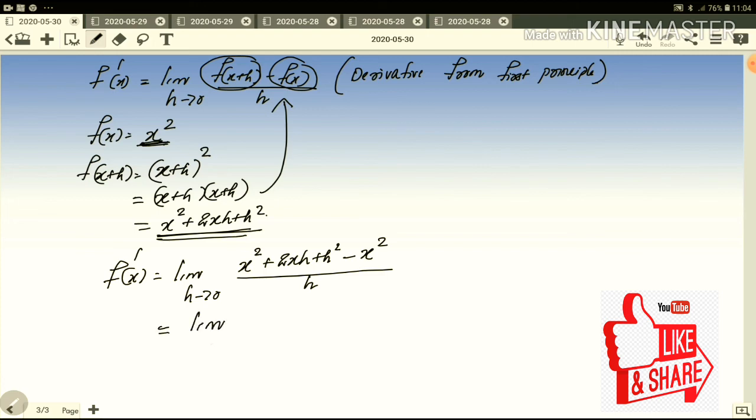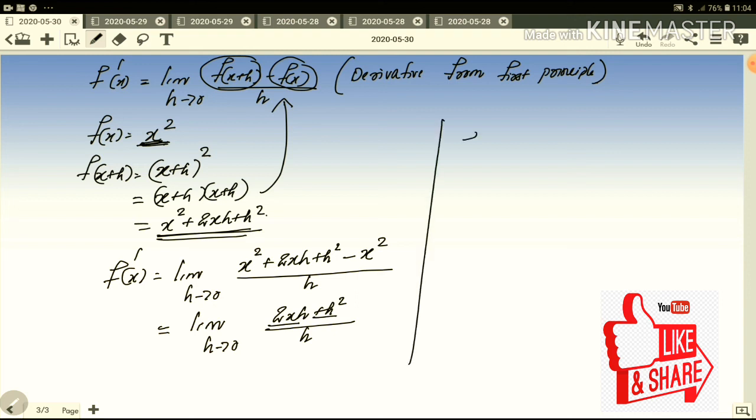Limit h tends to 0. In the numerator, we can see that x square and minus x square are going to cancel. So what will be there? 2xh plus h square. After the cancelling, in the numerator, h is always common. So we can take h outside.